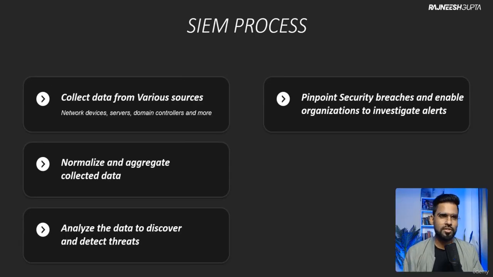Let's talk about the SIEM process. First of all, the software needs to collect data from various sources. These sources could be network devices like routers, switches, and firewalls. It could be your email gateway appliances. It can even be your servers, your desktops, or any IoT devices. And then of course the domain controller, which is a very important thing, because that's where it is really juicy. If somebody gets access to our domain controller, they can access almost everything in the network.